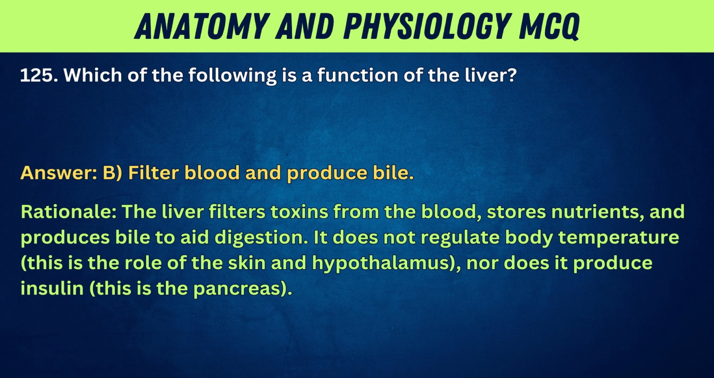Rationale: the liver filters toxins from the blood, stores nutrients, and produces bile to aid digestion. It does not regulate body temperature. This is the role of the skin and hypothalamus. Nor does it produce insulin. This is the pancreas.